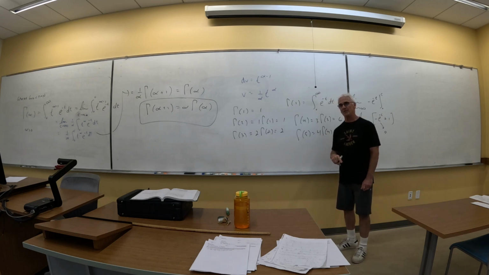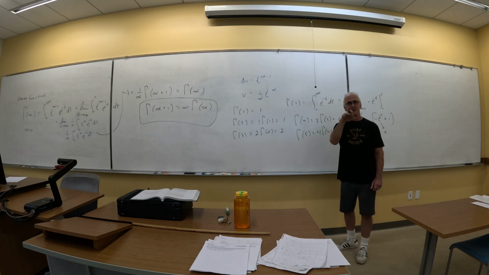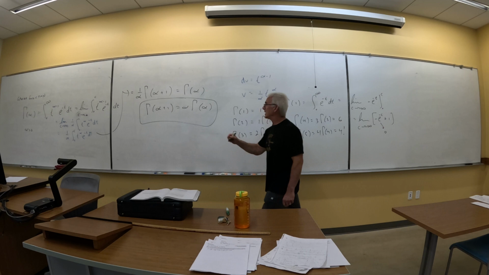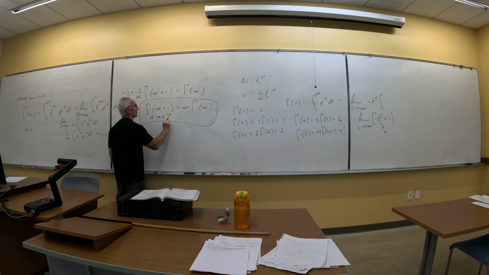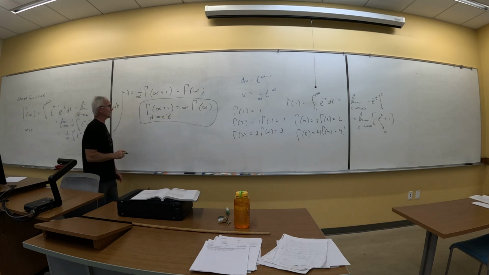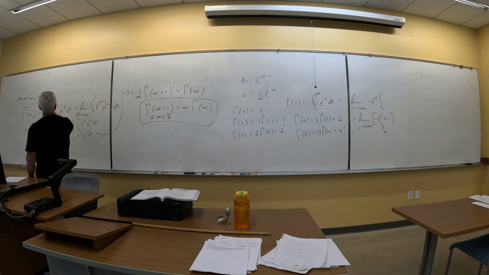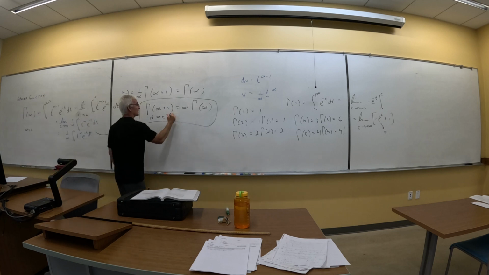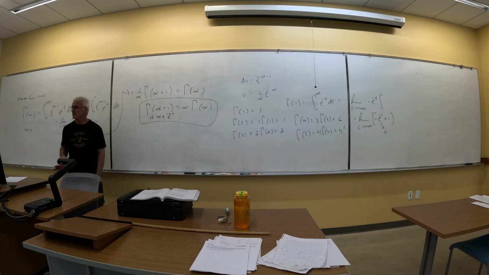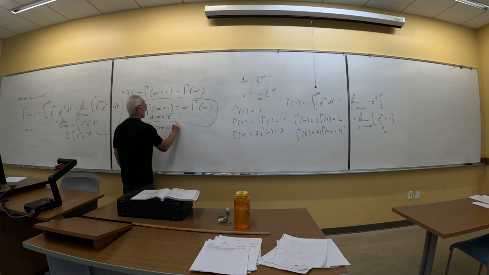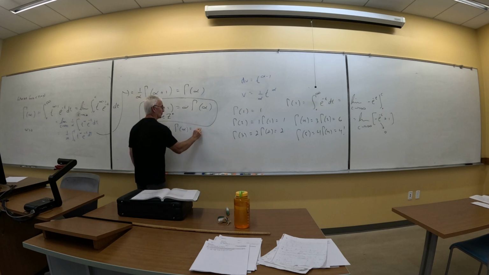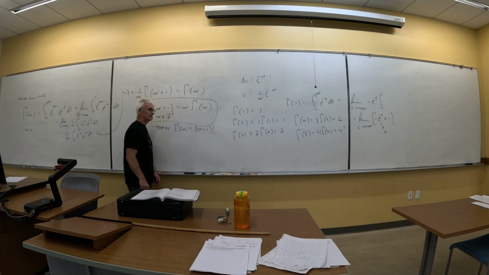So for integer values of alpha, this is where the factorials come from. I've mentioned that to you before, but now I've just proved it. If alpha is an element of the integers, I said the smallest we would use would actually be a 1. Okay, so I'll write it like that. Then this is equal to that.